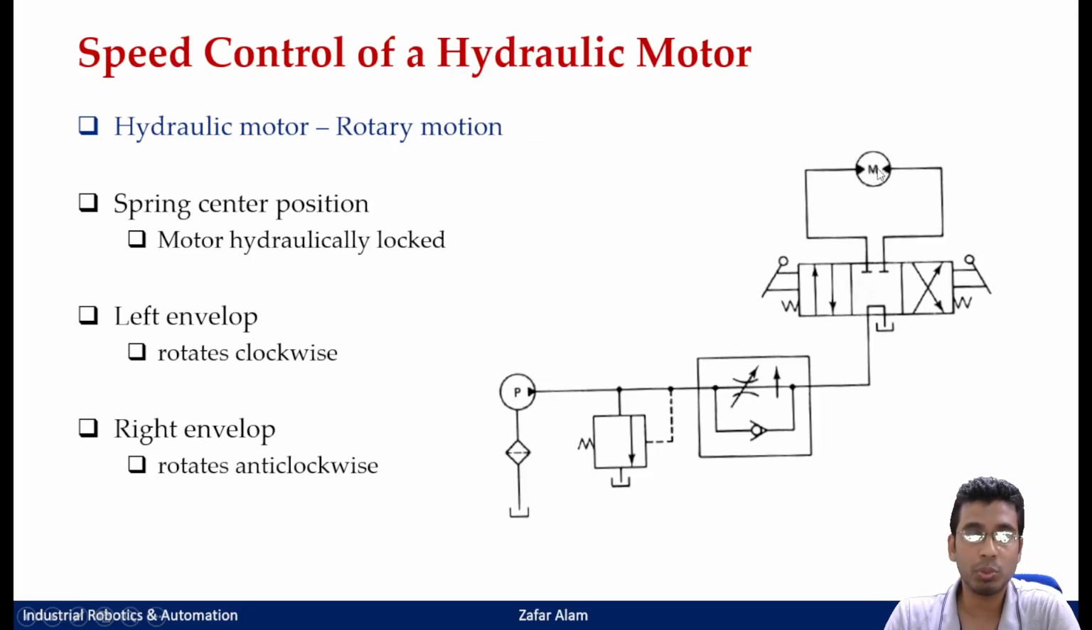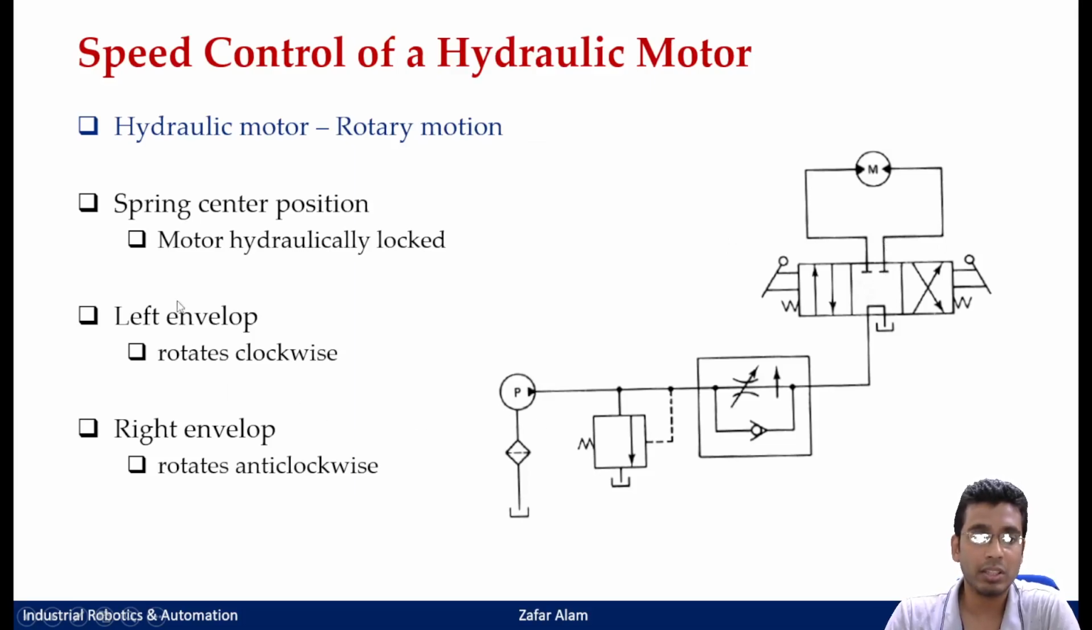A motor with the inlet and outlet here. So if you are in your spring centered position, that means your entire ports are blocked and your motor will remain in the stop position. The moment you engage the left envelope of your direction control valve, what would happen? Your motor would start to rotate clockwise, since the fluid will enter here and rotate the motor in this direction, and the fluid would drain from this side.